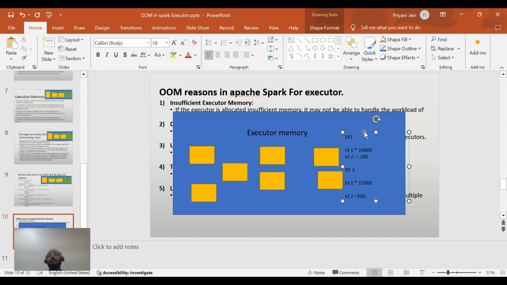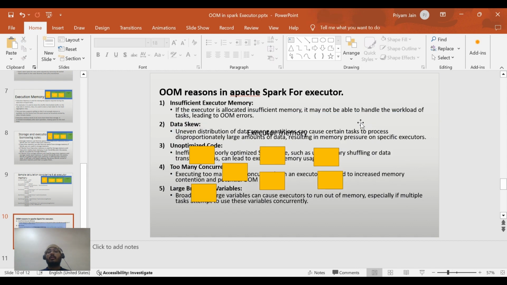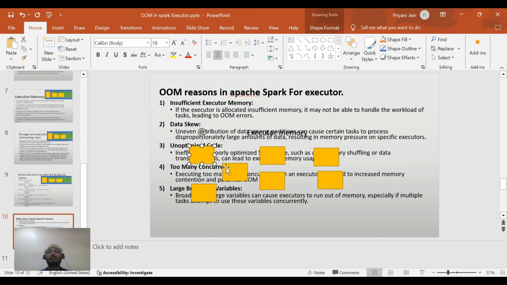So to solve this, we can do repartitioning of the data, right? We can do repartition, then we can do salting. So these are the concepts we need to apply to avoid this executor out of memory. I hope you got it, and I hope this will help you understand what all things are there. I hope you liked my explanation also.